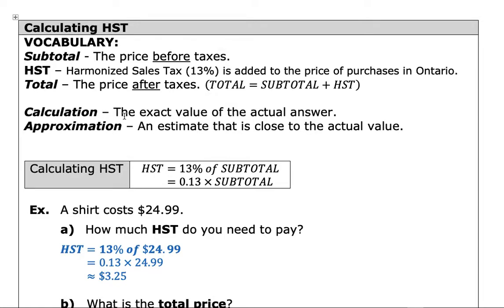Remember that a calculation is the exact value of the answer, and an approximation is an estimate that is close to the actual value. We will be calculating to get as close as possible to the real answer, rounding to the nearest cent because we're talking about money.